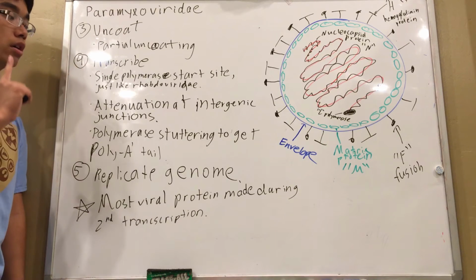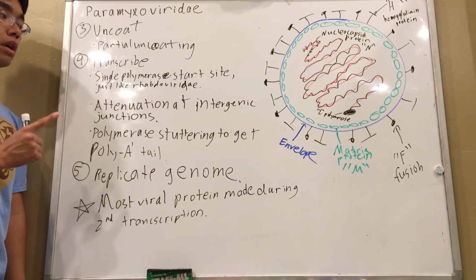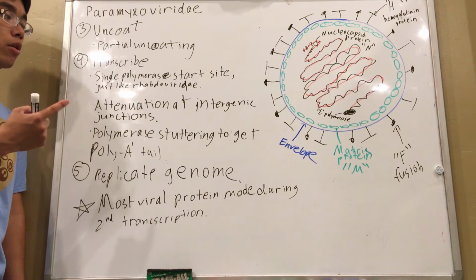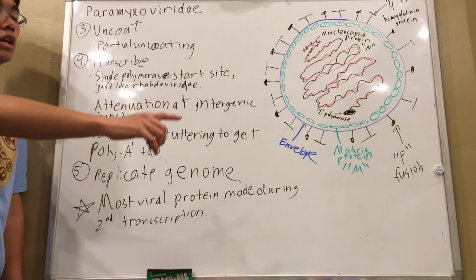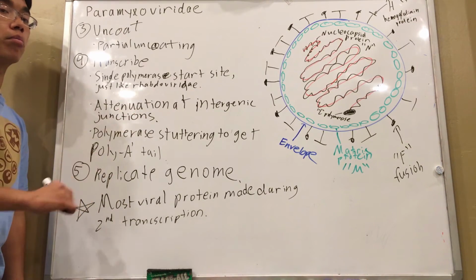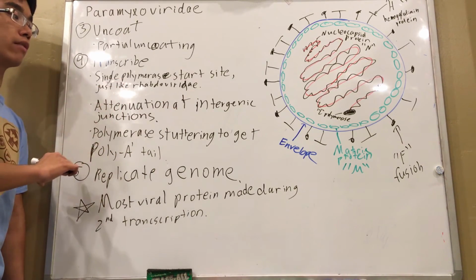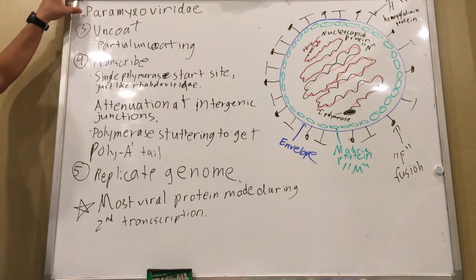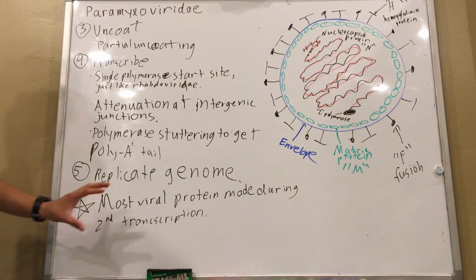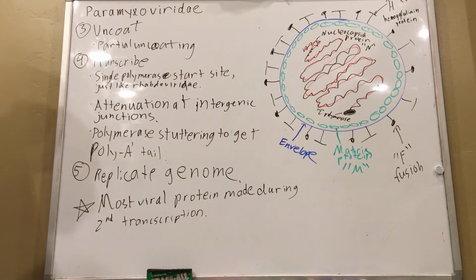So instead of transcribing proteins from just one native ssRNA, and making some X amount of mRNA from that one genome, now you have a bunch of native ssRNA, and each of those will have a bunch of mRNAs, and from those mRNAs you have even more protein made. So most of the viral protein made by Paramyxoviridae happens during the second transcription event.